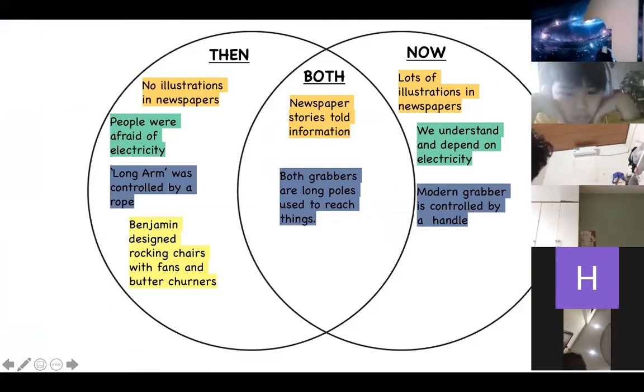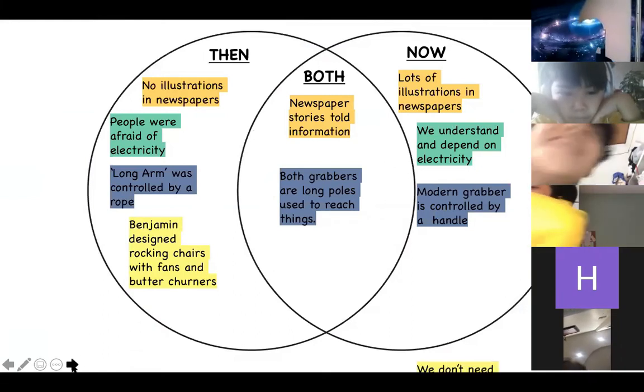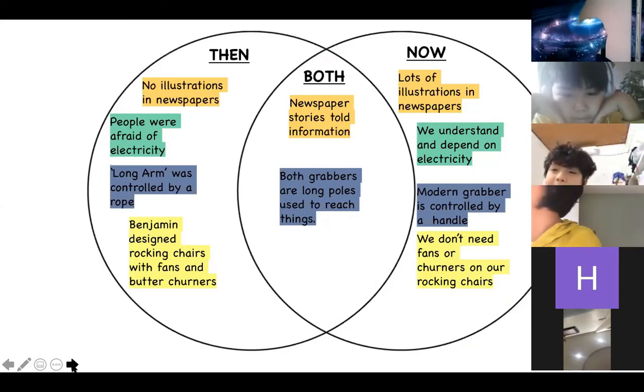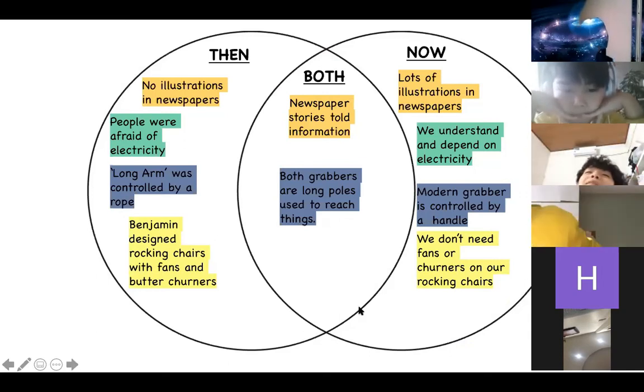Okay, what about our rocking chairs today? Lucy. It's just a normal rocking chair, doesn't have a fan or turn butter. Good girl, well done. It's just a normal rocking chair. We don't need fans or churners on our rocking chairs because we have electric fans and we can buy butter easily from the shop.